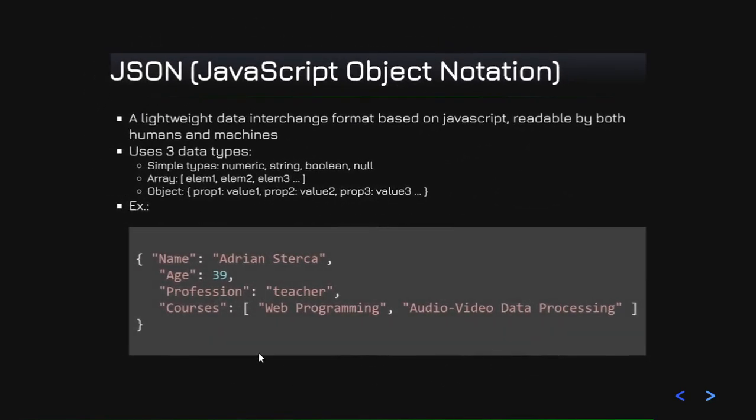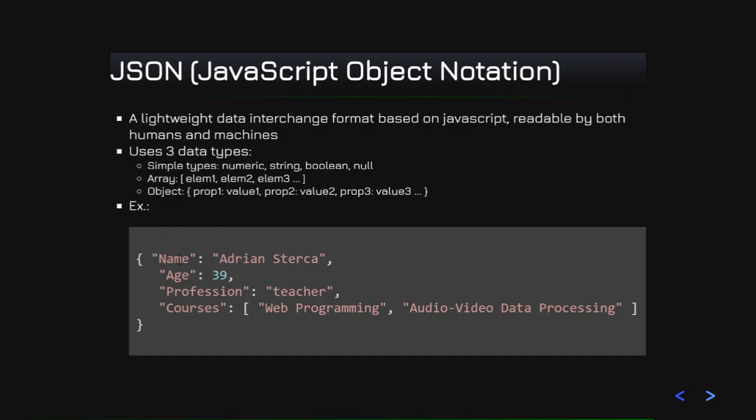And JSON, as I said, is JavaScript object notation. It's just a textual notation of JavaScript objects. It's a lightweight data interchange format, just like XML. It is close to JavaScript, readable by both humans and machines. We have simple data types: numbers, strings, boolean, and null. We have arrays and objects like this. This is an example, quite typical. This is an example of an object. It contains 1, 2, 3, 4 fields.